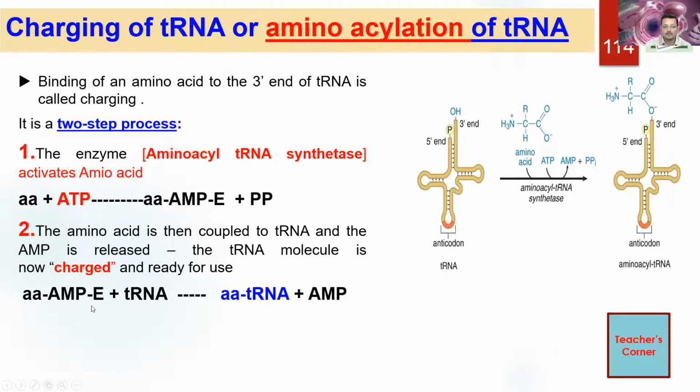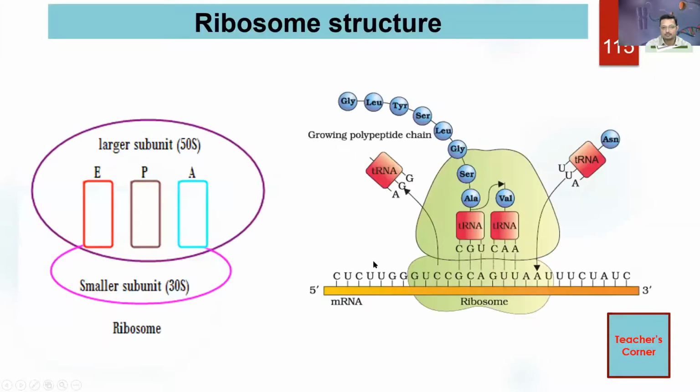So how does it happen? When the aminoacyl-AMP enzyme complex comes closer to the transfer RNA, aminoacyl transfer RNA is formed and AMP is released. So this is one step. You can call it activation of tRNA, right?